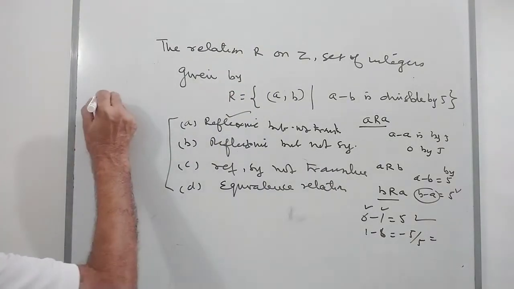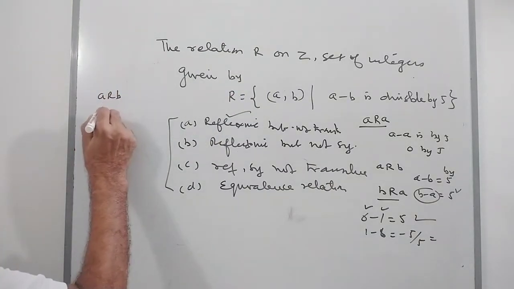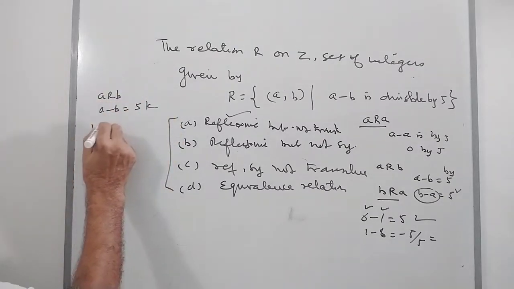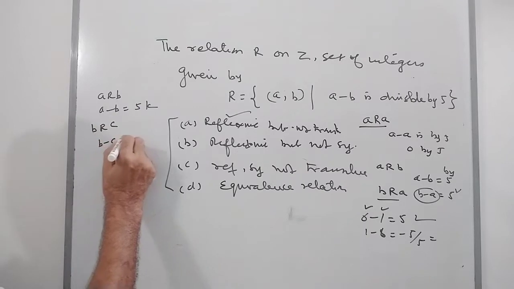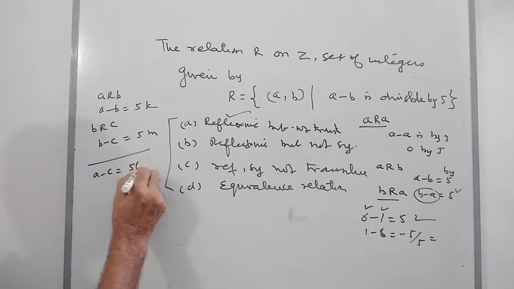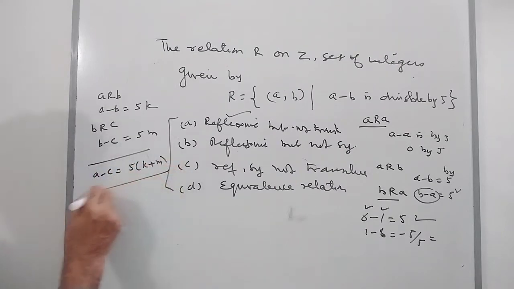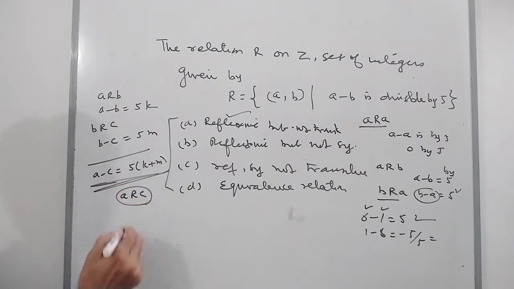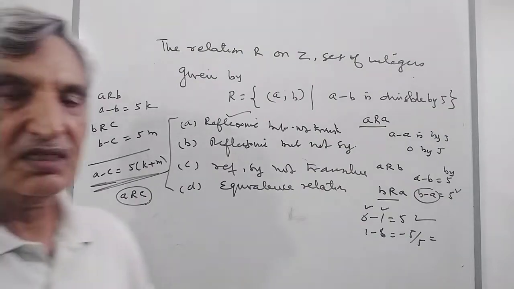यदि A related to B है तो A minus B is divisible by 5. B related to C, that means B minus C is divisible by 5. दोनों को जोड़ लेंगे. A minus C is equal to 5 into K plus M. दोस्तों ये रहा A minus C. A minus C means A related to C, because A minus C is divisible by 5.